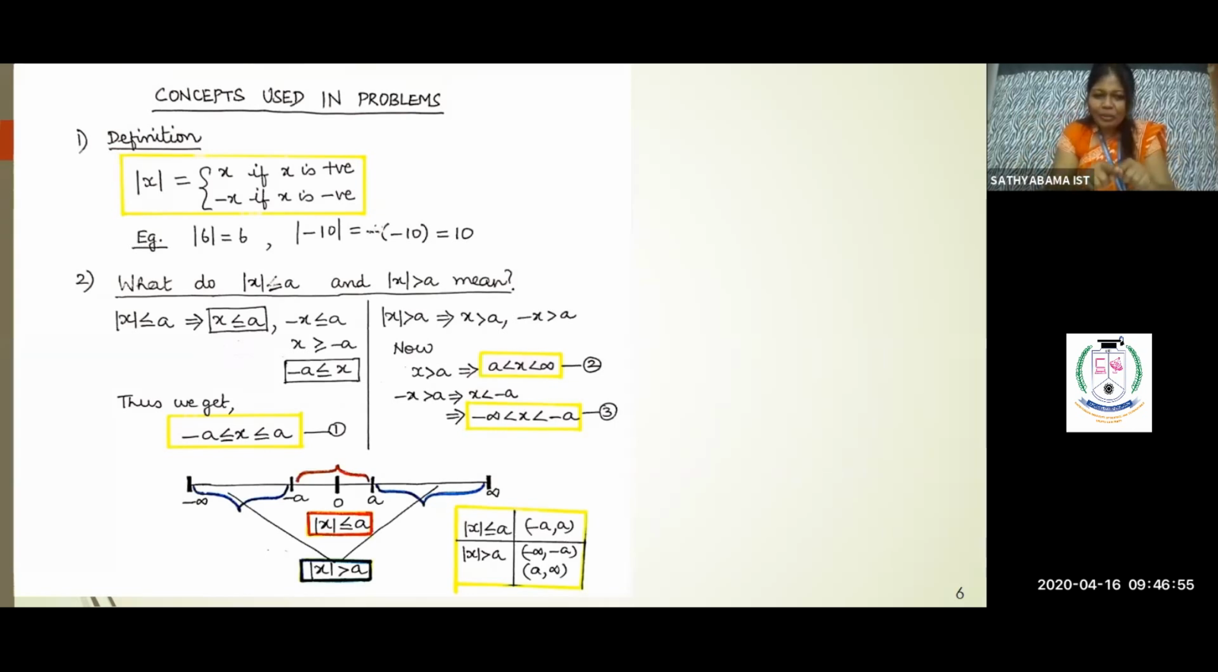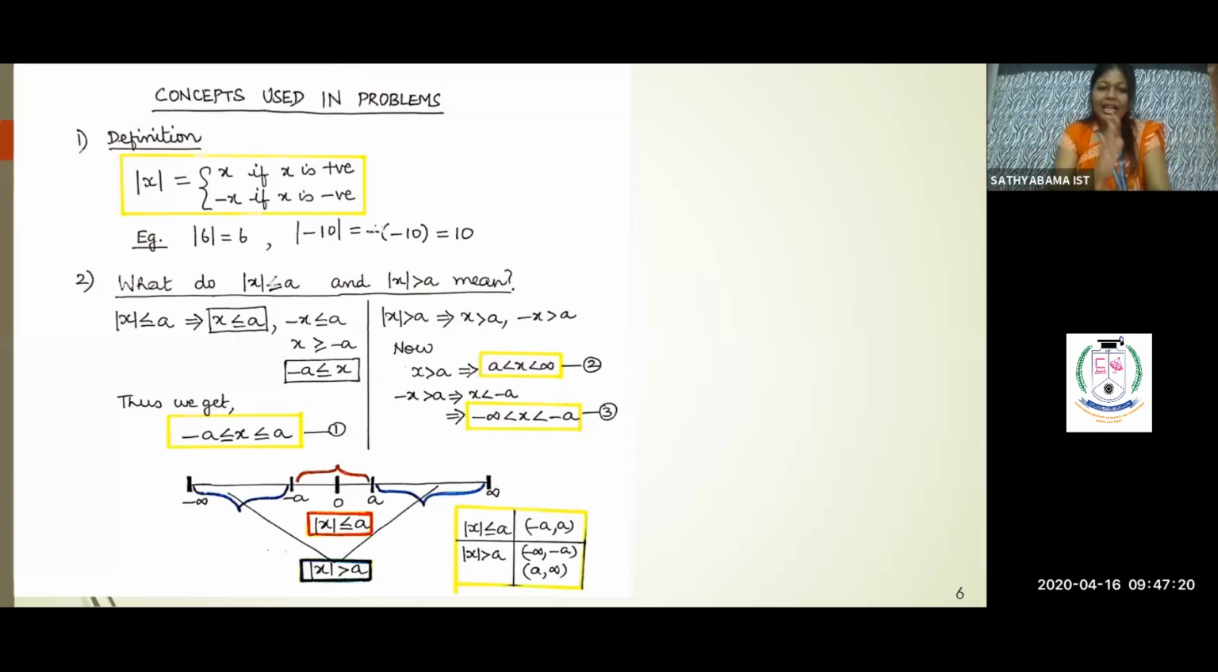Look at the highlighted yellow part. That's the region you will get. So in other words, modulus of x less than or equal to a means x lies between minus a to plus a. Please remember this. It's very, very important. So modulus of x less than or equal to a means what region? Minus a to plus a. It stands for the region minus a to plus a.